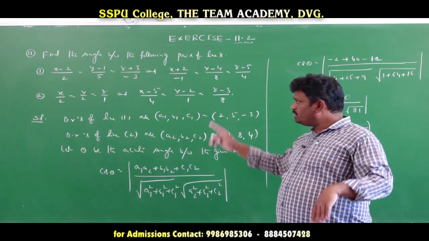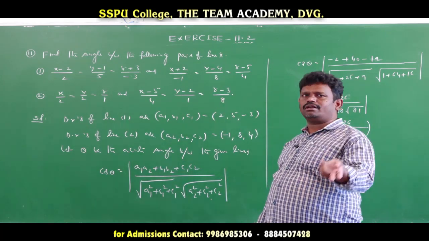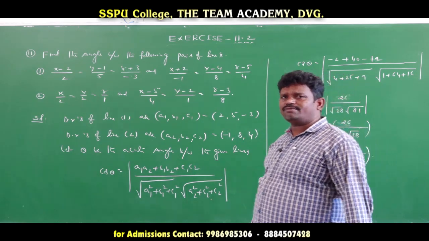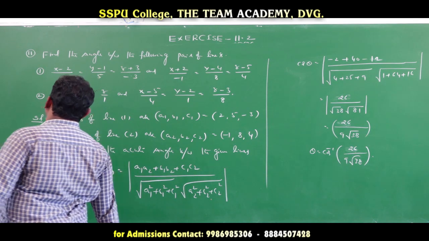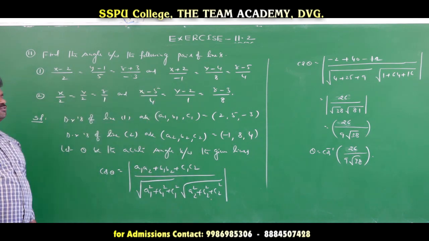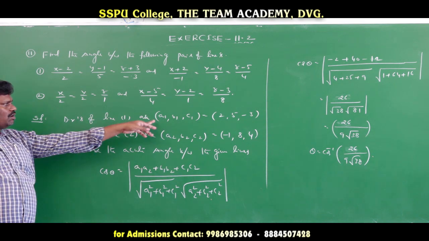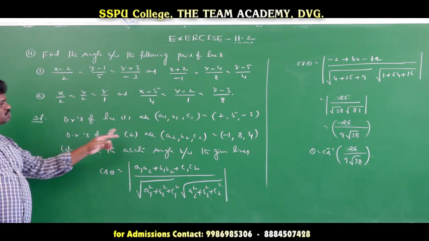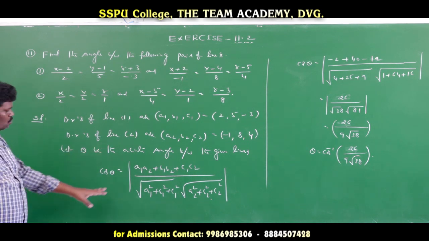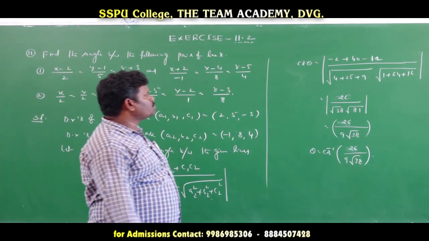So if we convert the Cartesian form into vector form and find the formula, or directly apply the Cartesian formula, we get the same result. How to find it: in the first problem, two lines are given. From those lines, the direction ratios of line 1 are these values, and the direction ratios of line 2 are these values. Now let theta be the acute angle between the given two lines. This is the formula, and we substitute these values.